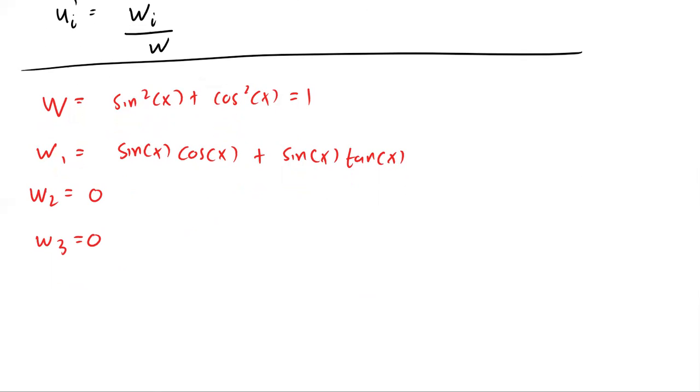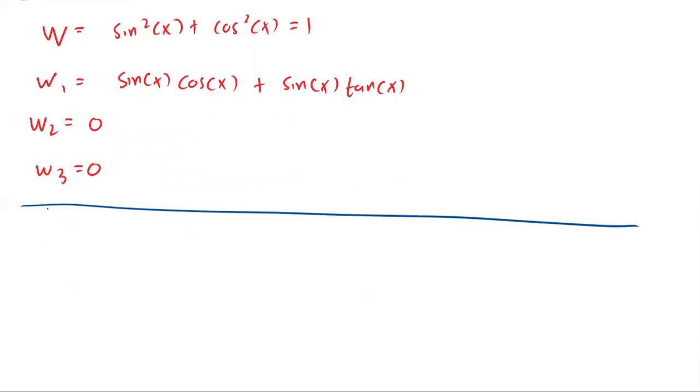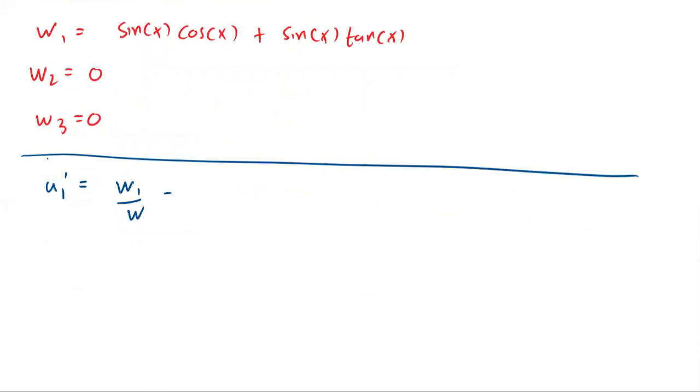So let's go ahead and find each of these u sub i's by integrating each of these ratios. So let's start with the hard one. u1 prime is going to be w1 over w. In this case, w1 is sine x cosine x plus sine x tangent x. Since w is just 1, this is what we get. So we integrate both sides.